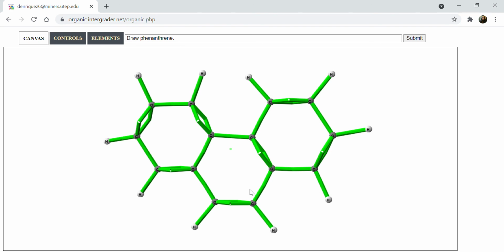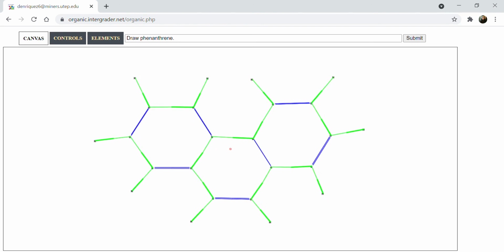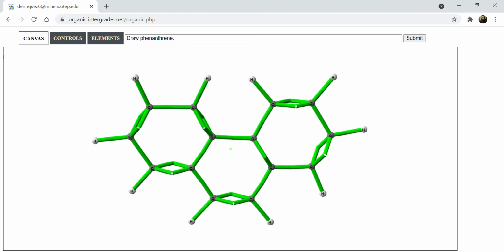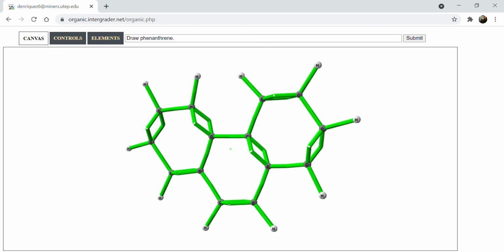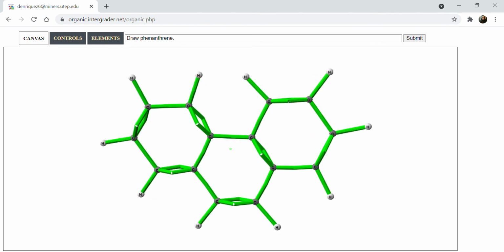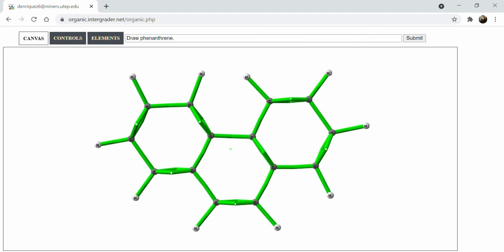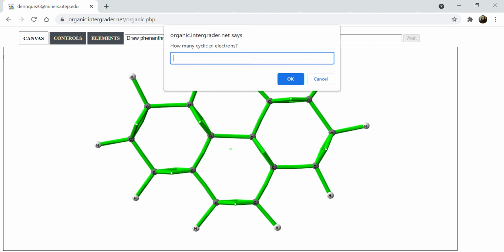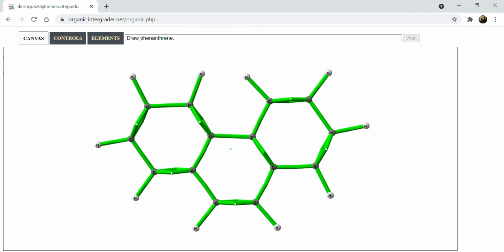I hope it's right. Since this is a drawing question, I'm gonna count the blue lines and multiply by 2. So I got 1, 2, 3, 4, 5, 6, 7. 7 times 2, 14. Sorry, I'm double checking because this molecule looks so weird. I don't know how else I would do it, so let's just check it out. I'm gonna put 14 and hope for the best.